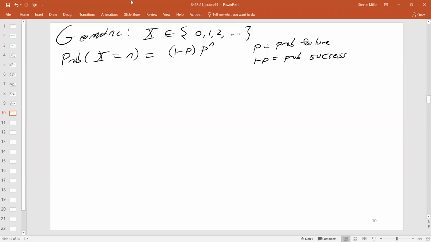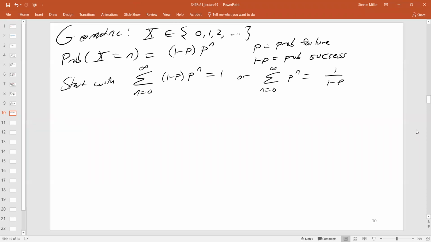Why is this useful? Well, what we're trying to do is we are trying to calculate quantities like mean and whatnot. So we start with the sum n goes from 0 to infinity of 1 minus p times p to the n equals 1. Or the sum n goes from 0 to infinity of p to the n is 1 over 1 minus p. That's really what we're starting with. We're starting with the geometric series and we're just normalizing it.